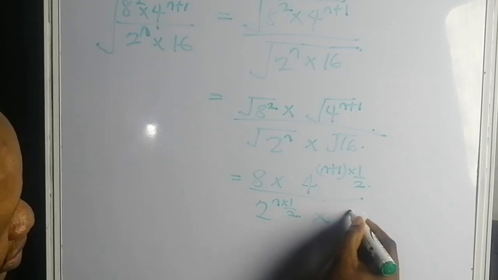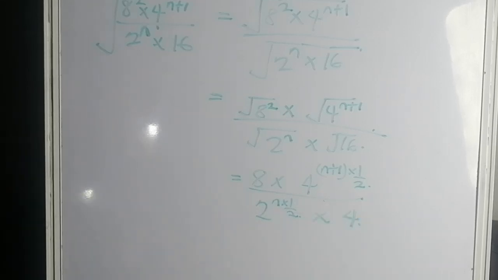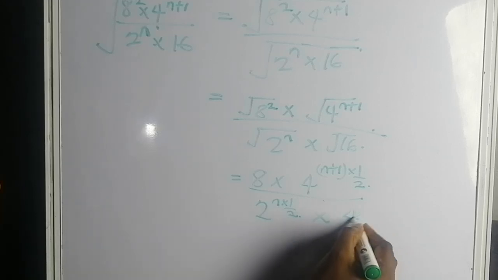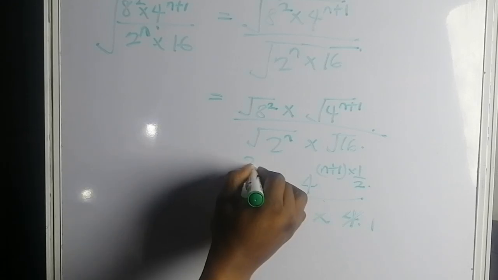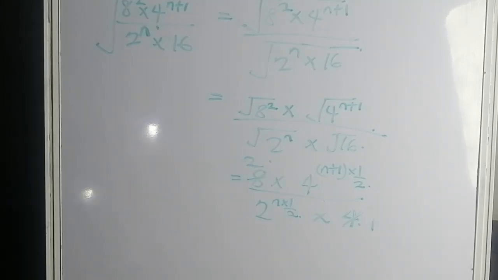What's the square root of 16? The square root of 16 is 4. 4 times 4 is 16. It's as simple as that. So I can say 4 here, and 4 here, what? 2. Straightforward.